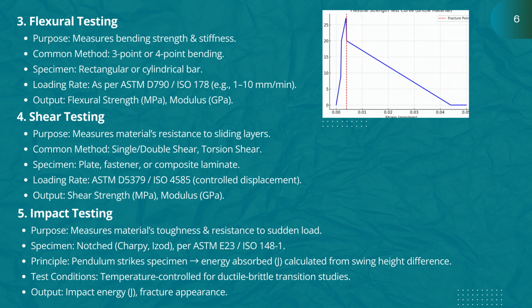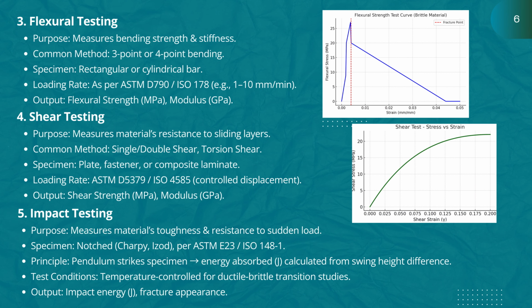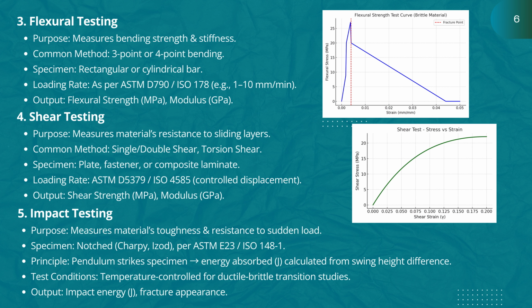Flexural testing. In a flexural test, we measure how much bending strength and stiffness a material has. We usually do this with a 3-point or 4-point bending setup, where the specimen, either rectangular or cylindrical, is supported at both ends, and a load is applied in the middle. The loading rate follows ASTM D790 or ISO 178 standards.